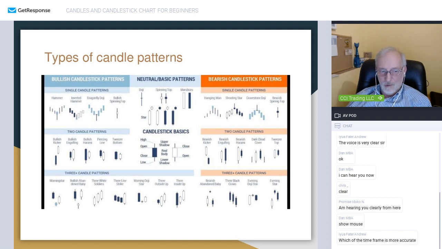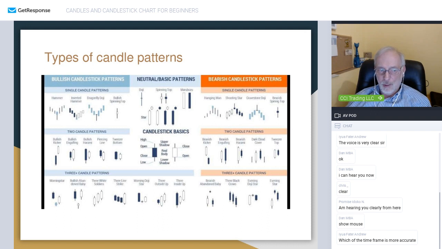Those patterns here are bullish engulfing and bearish engulfing. It's the same as here. And believe me, those pin bars and those bullish and bearish engulfing patterns are enough if you know them. I'm using only those three types of patterns, and only those three types of patterns make me profitable.